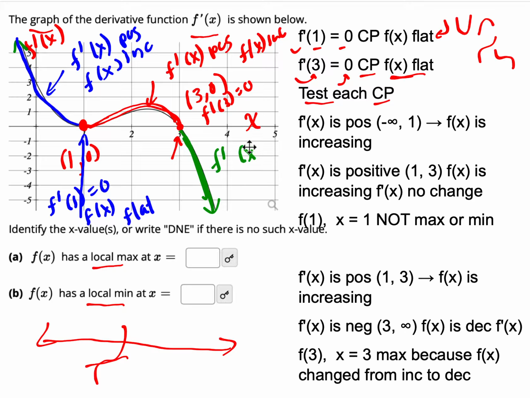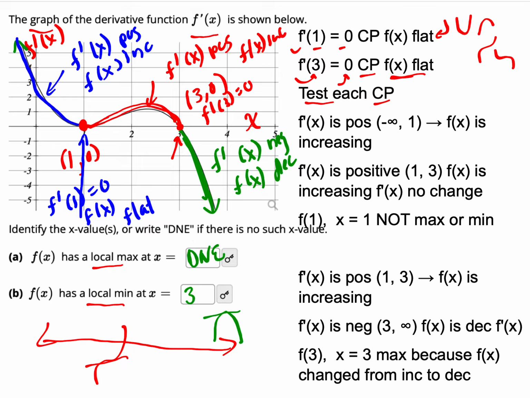That's telling me that f of x is decreasing. So when I look at this critical point, 3, 0, I know that I go from increasing to flat to decreasing. So that's telling me that x equals 3 goes from increasing to flat to decreasing. It tells me that x equals 3 is my local minimum. I don't have any local maximum, does not exist.